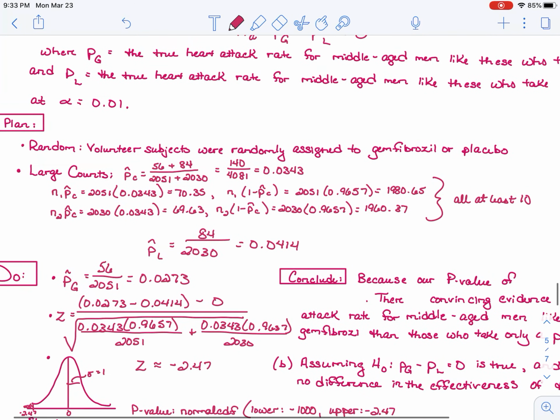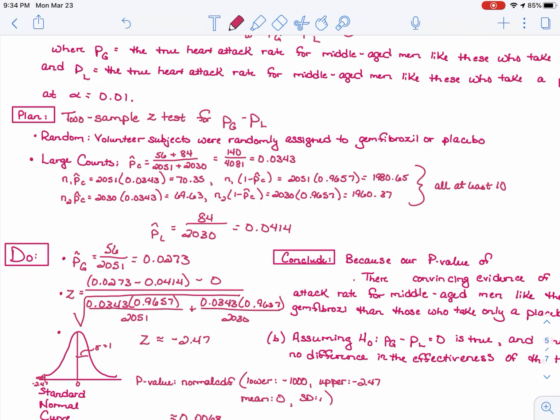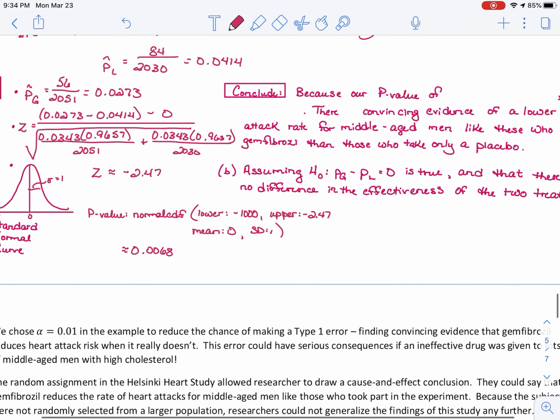Up here at the plan step, I left a space for the type of test, but I never wrote it out. You absolutely are expected to write out what test you're using. We are doing a 2-sample z-test for the difference in population proportions. My apologies for forgetting that.